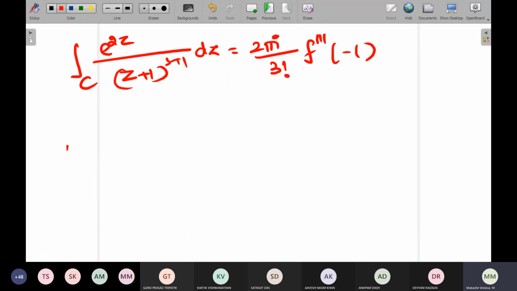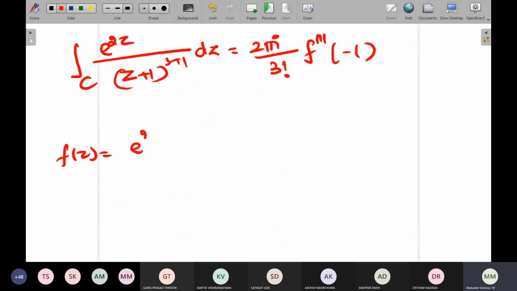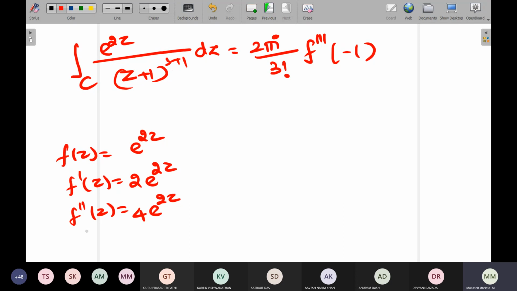Now let us do it. What is your f of z? F of z is equal to e power 2z. Find f dash of z. F dash of z will be 2 e power 2z. What will be f double dash of z? 4 e power 2z. What will be f triple dash of z? 8 e power 2z. But what we want is f triple dash of minus 1. So it will be 8 e power minus 2.